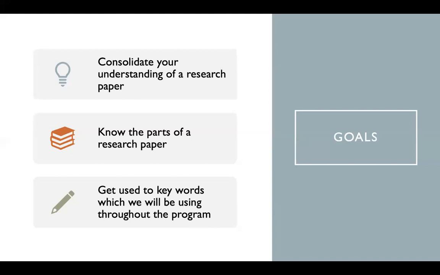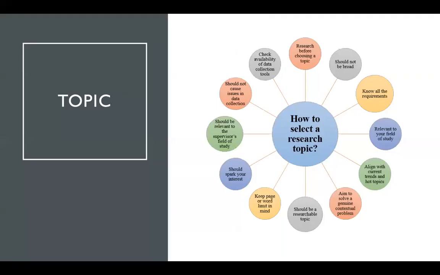Now, your goals should be to consolidate your understanding of research papers, know the parts of a research paper, and get used to keywords, which we'll be using throughout the program. All right, so how do you actually select a research topic? A lot of undergraduate students don't know how to create or choose a topic that would best avoid plagiarism.